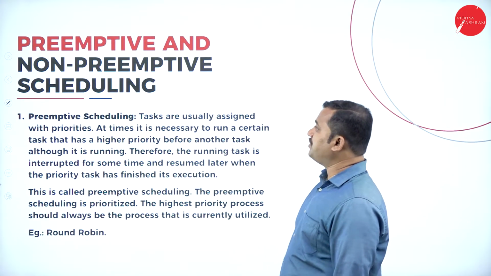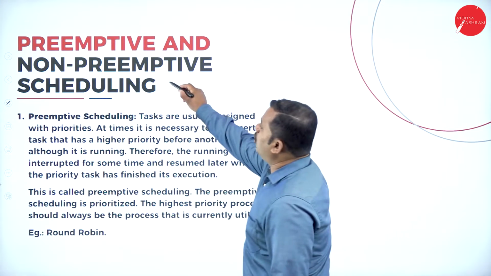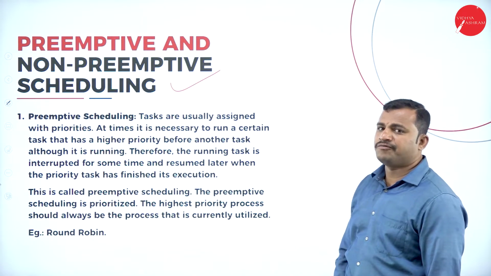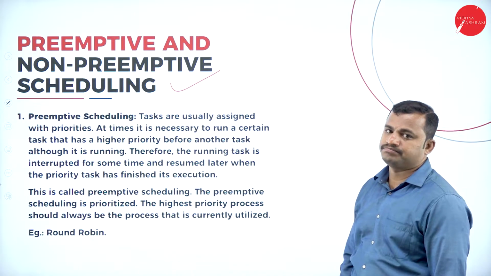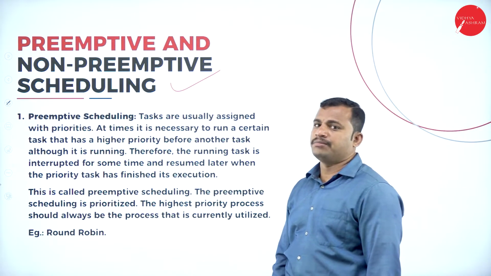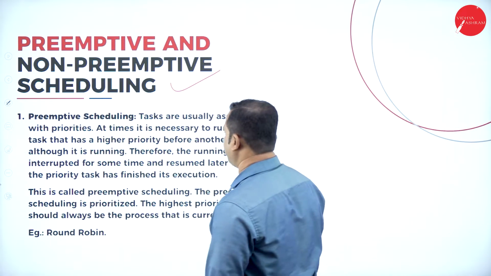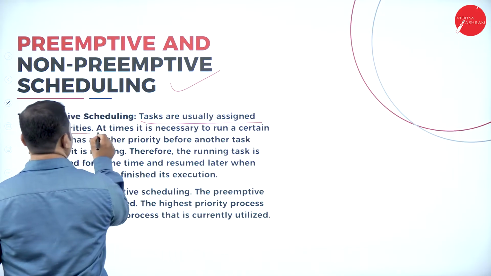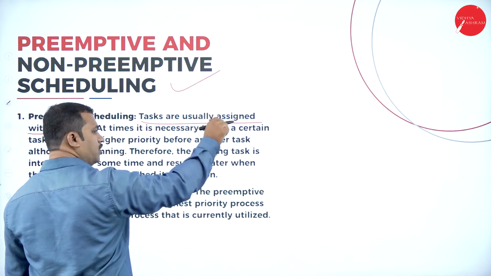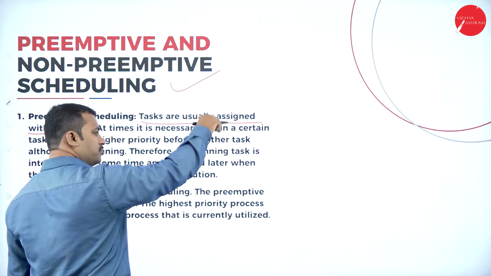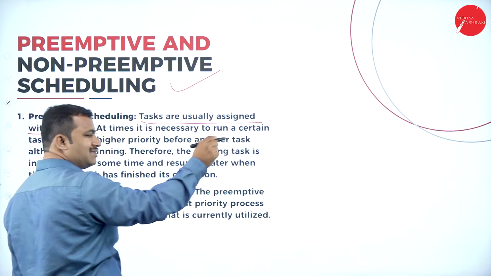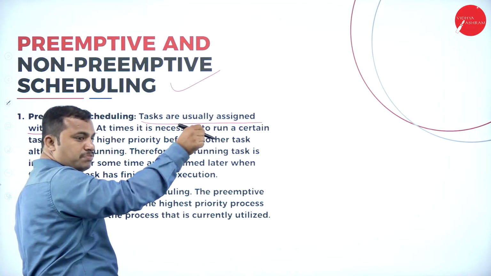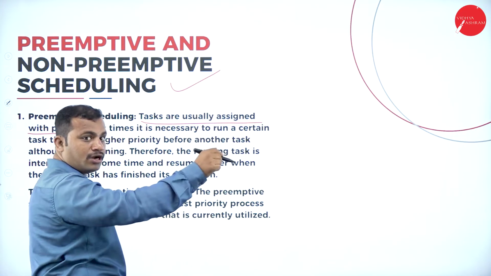If that is the case, we have preemptive and non-preemptive scheduling algorithms. What is the meaning of preemptive scheduling algorithm? What is the meaning of non-preemptive scheduling algorithm? Let me clarify this. Tasks are usually assigned priorities. That is, priority 1 is assigned to process P1, and priority 2, the next immediately after P1, executes process P2. So that is what we mean by priorities.